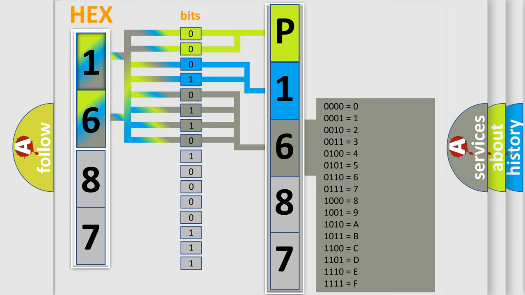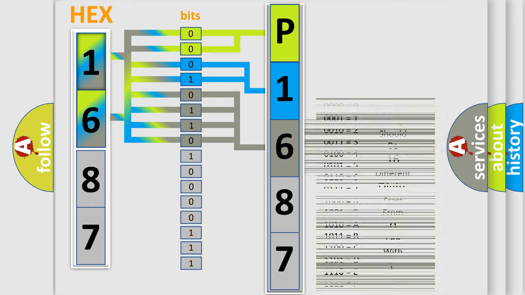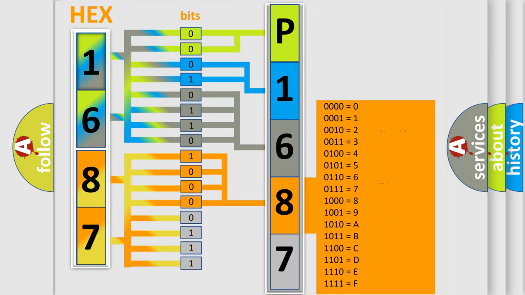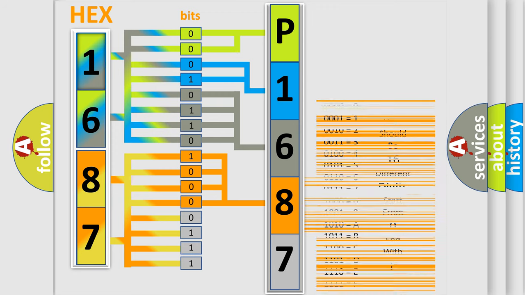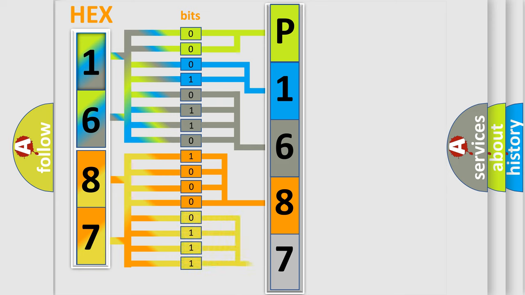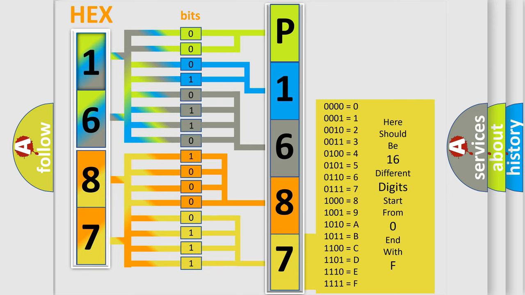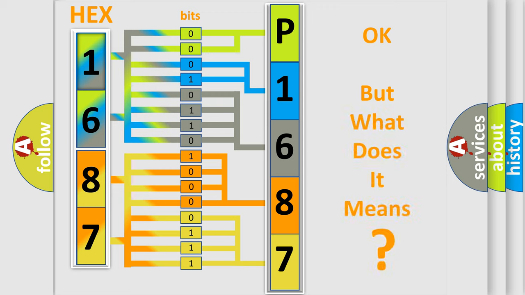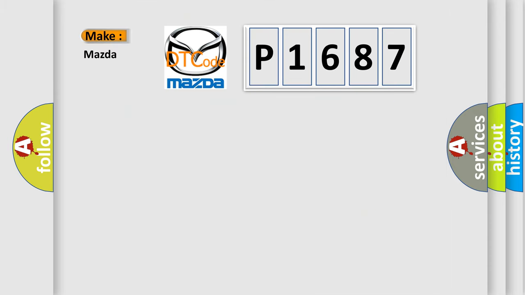The second byte is composed of a combination of 8 bits. The first 4 bits determine the fourth character of the code, and the combination of the last 4 bits defines the fifth character. A single byte conceals 256 possible combinations. We now know in what way the diagnostic tool translates the received information into a more comprehensible format. The number itself does not make sense to us if we cannot assign information to what it actually expresses. So, what does the Diagnostic Trouble Code P1687 interpret specifically for Mazda?